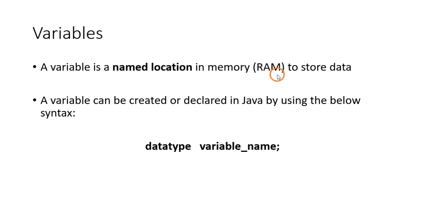So that memory is random access memory, which is also called main memory, and it is generally used to store data. Now, how to create a variable in Java is very simple, the same as in C and C++. You write the data type. Just now you have seen 8 primitive data types. So you can write any data type followed by the variable name and close it with a semicolon.